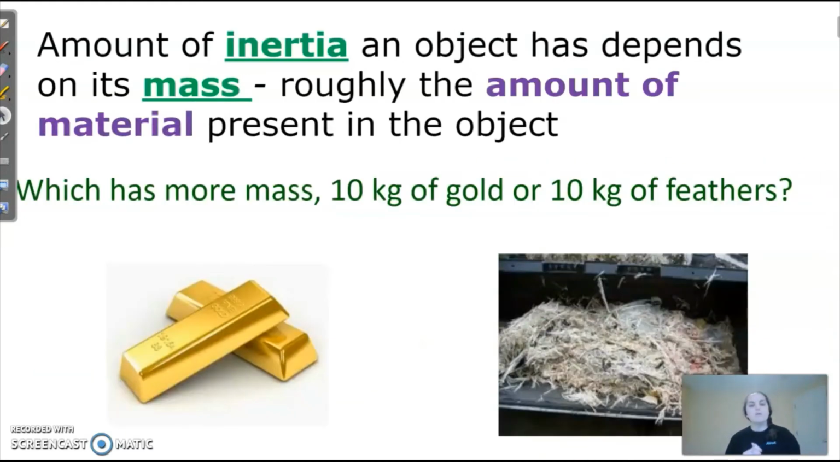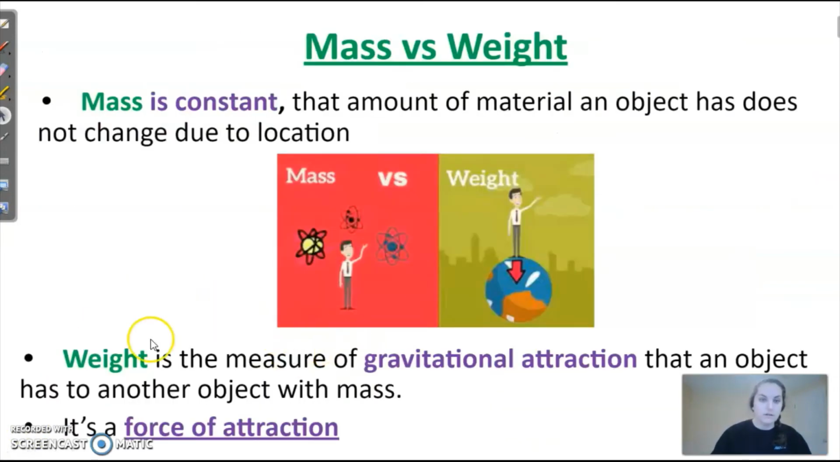The amount of inertia of an object depends on its mass, roughly the amount of material present in that object. So go ahead, take your best guess. Which one has more mass, 10 kilograms of gold or 10 kilograms of feathers? And your answer should be that they are the same.